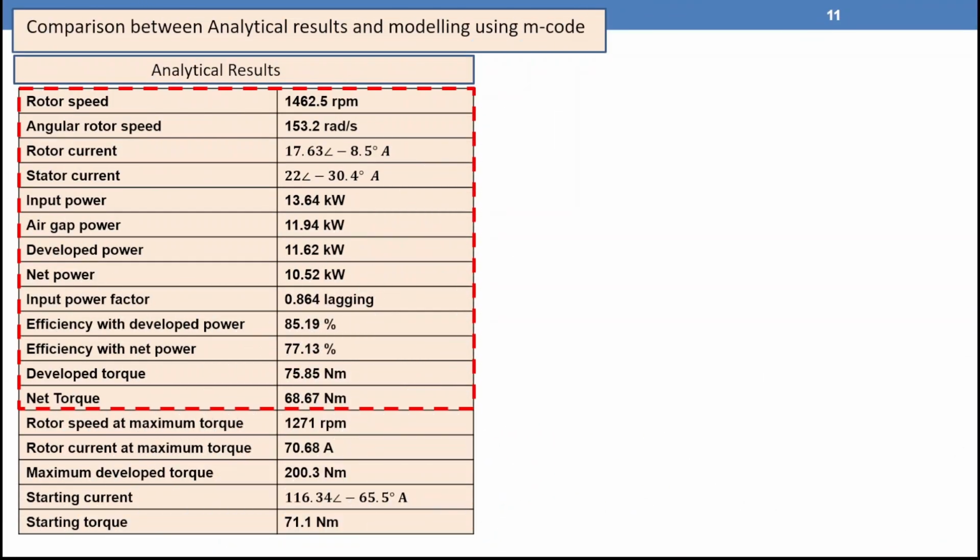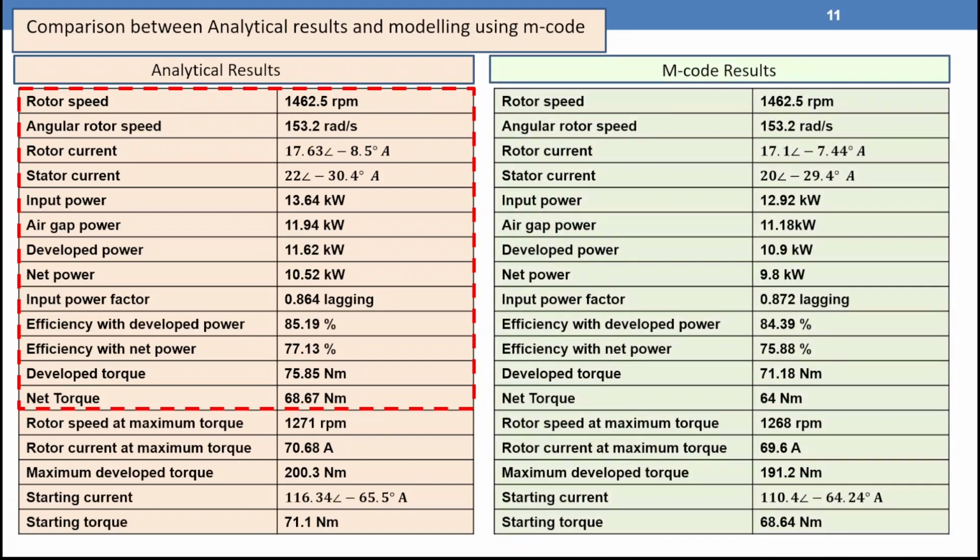Back to our slides, we had these analytical results before. We solved the circuit for first approximate equivalent circuit. And now we can compare the results from our M-code. But bear in mind that M-code is performed for exact equivalent circuit. The frame box here shows the results at S equals 2.5%. So the speed is the same. And we have the same angular speed. The rotor current is close in both cases, but the stator current has some difference, and the power, efficiency, and net torque.